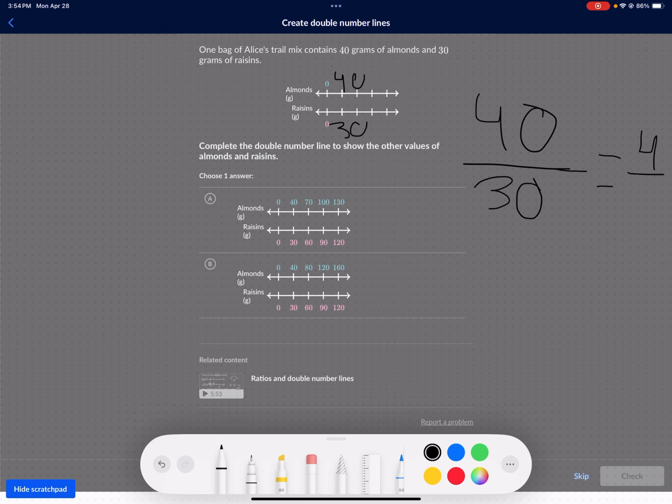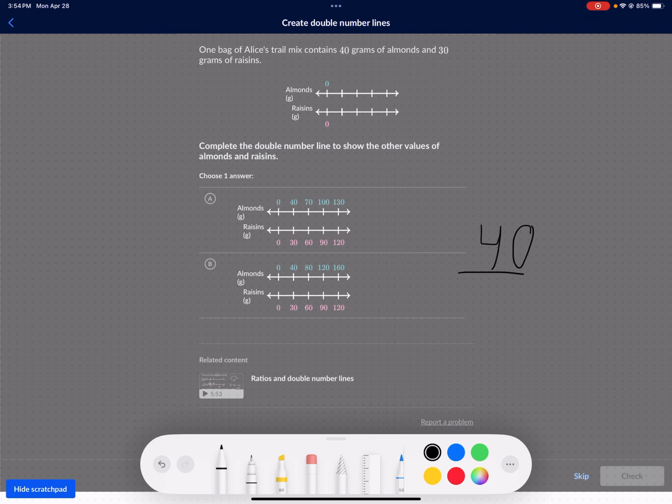4/3. Any number with a 0 at the end means that it can be divided by 10. So divided by 10, that means it's 4/3. We don't actually have that in our choices, but that's a simplified fraction, so that's good to know. So now we can multiply by 2 for each side. So 40 over 30, we can multiply by 2 on both sides.